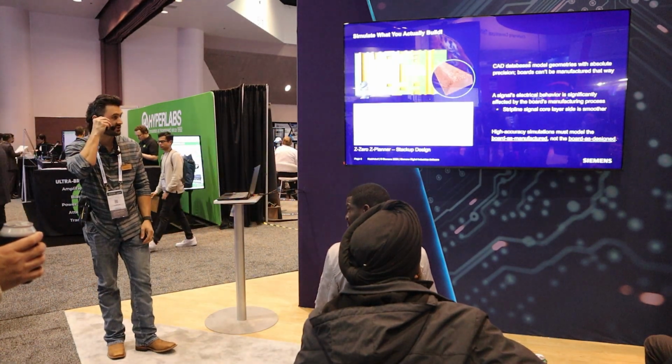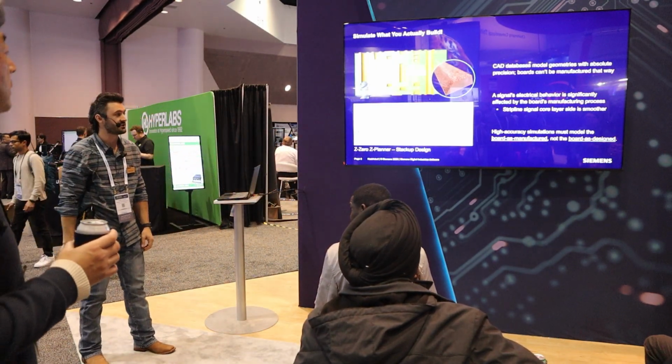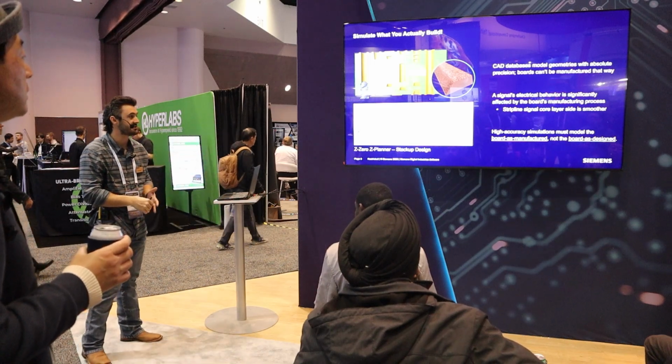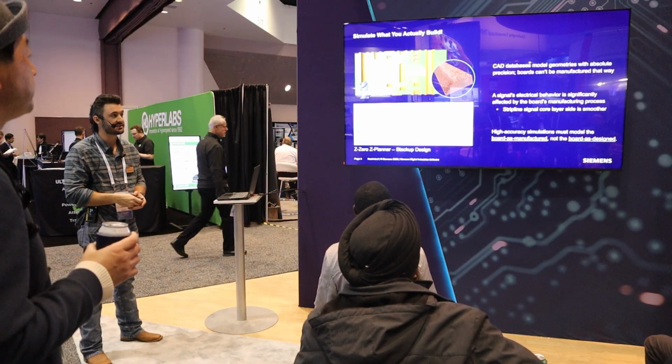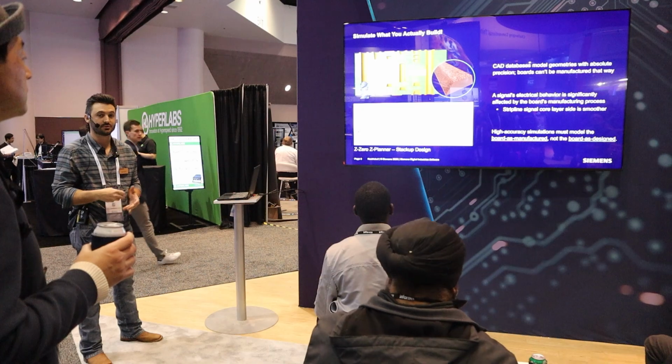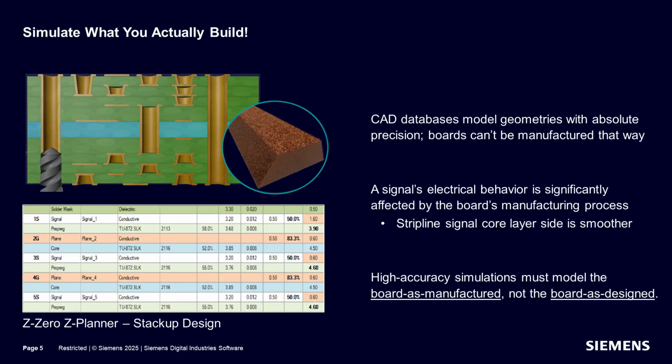The origin of this as designed versus as manufactured problem lies in the fact that our CAD databases model geometries with absolute precision, whereas in the physical world, we can't always manufacture those structures that way. In practice, we're modeling and simulating structures like vias and traces with much more precision than we can actually manufacture physically. This is often referred to as analytical overkill.